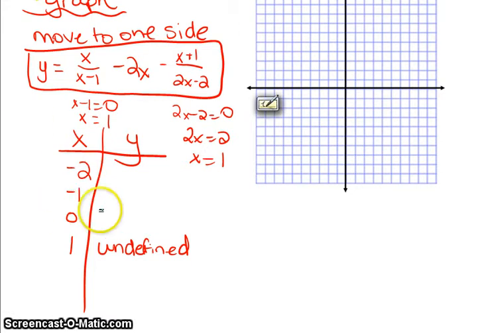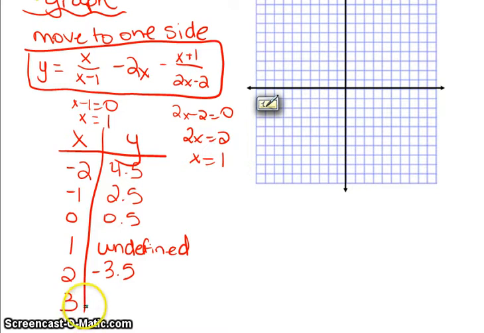So some values that you should see: for 0, we'd have 0.5. For -1, we'd have 2.5. And for -2, we have 4.5 there. Okay. Now going above 1, so say we had 2 and 3. When x is equal to 2, we'd have -3.5. When 3 is x, we have y is equal to -5.5. So if you notice there, this follows the characteristics of a linear equation, which is very nice.